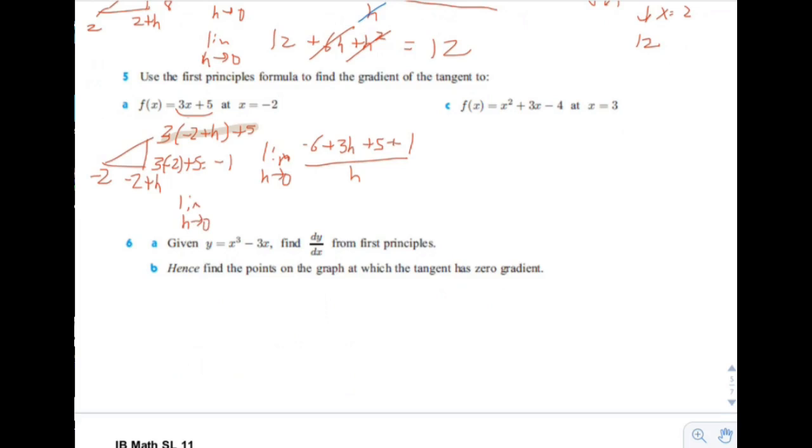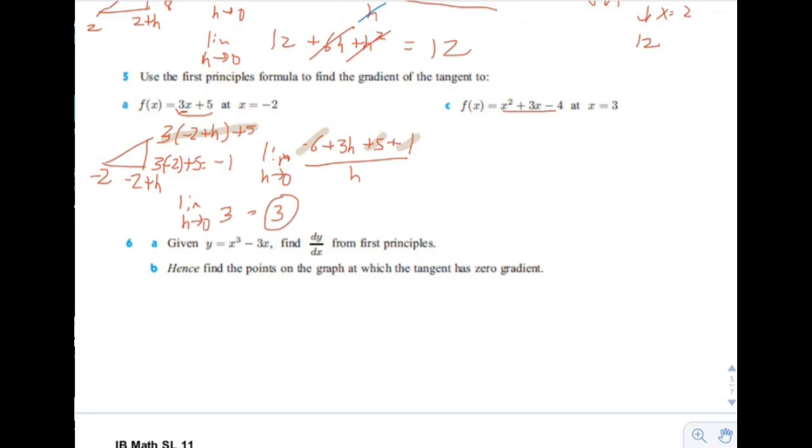And now I'm going to have negative 6 plus 5 plus 1. Negative 6 plus 5 plus 1 becomes 0, and so we're left with 3h divided by h, which is just 3. So our answer is 3, which makes sense, right? This is a straight line. The gradient of a straight line is always 3.